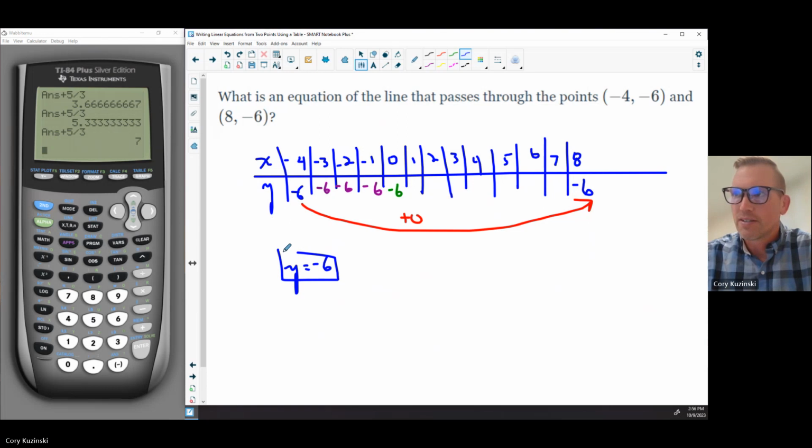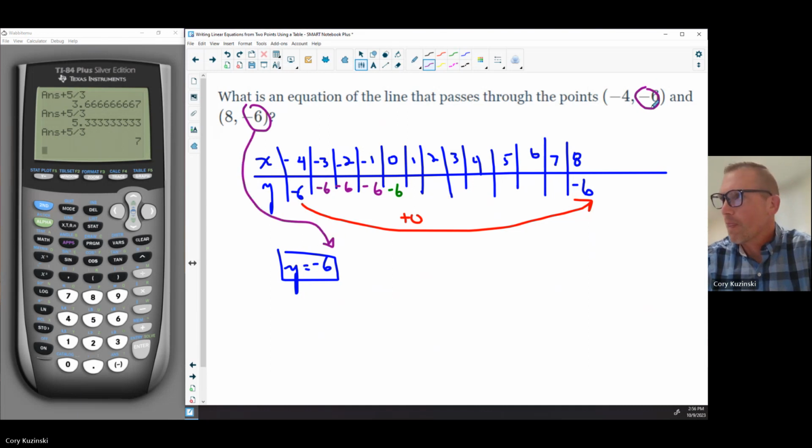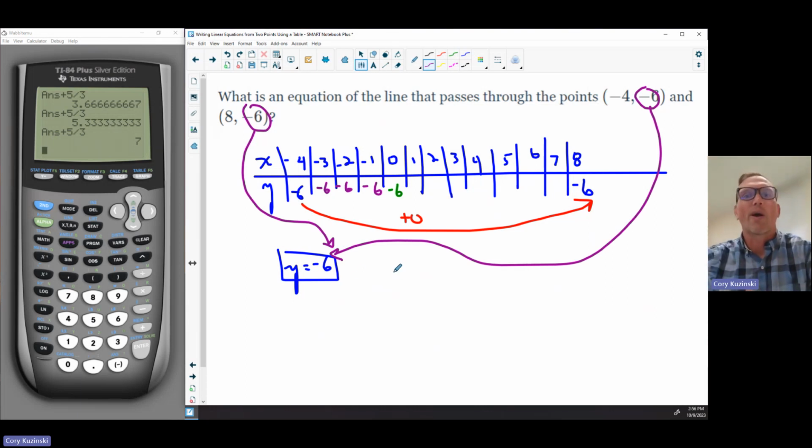Done deal. And if the x values were all the same, if the x values were always the same, you go x equals whatever that number is. So that's it. All right. So build tables. Tables, tables, tables.